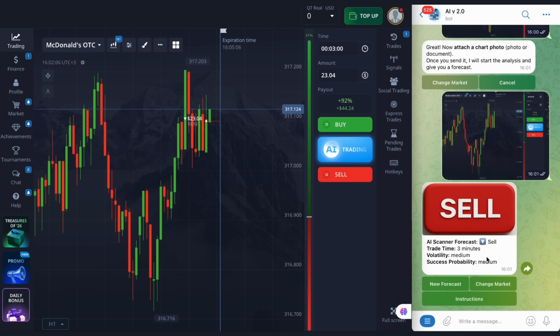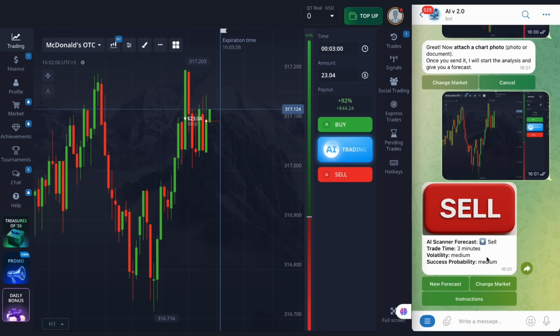Let's go ahead and execute a buy order for this trade. We're gonna hold on tight and see how this is gonna play out. Ladies and gentlemen, it is a bullish trend already predicted by our AI screener to be a 30 seconds buy. Volatility level is set to be medium for this trade. Success probability is set to be high. So we're gonna hold on tight and see how this is gonna play out, ladies and gentlemen.